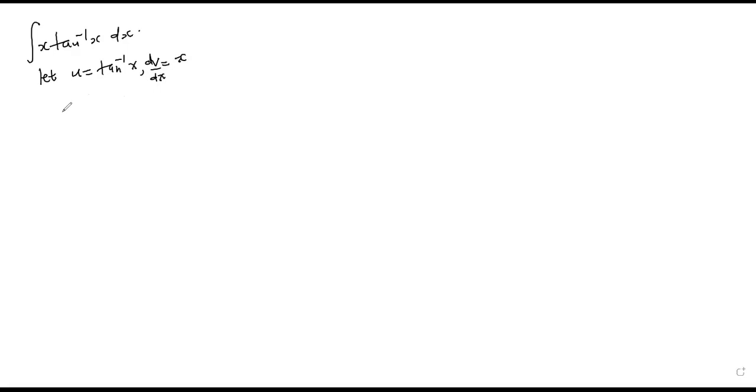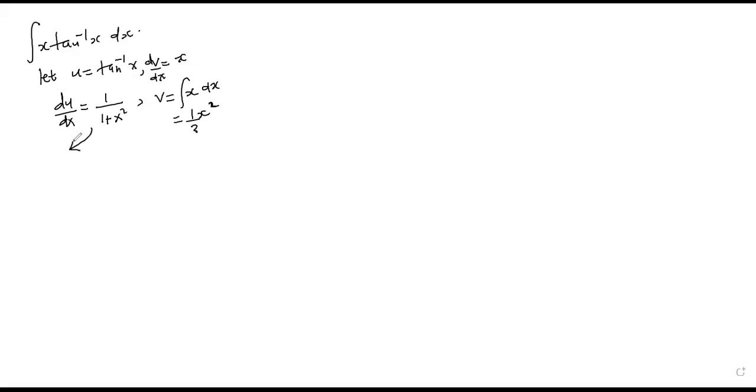So when you differentiate du dx, when you differentiate tan inverse, it's going to be 1 over 1 plus x squared, which I'm going to prove to you again. Then our v will be the integral of x dx, which is the same as a half x squared, or x squared over 2.